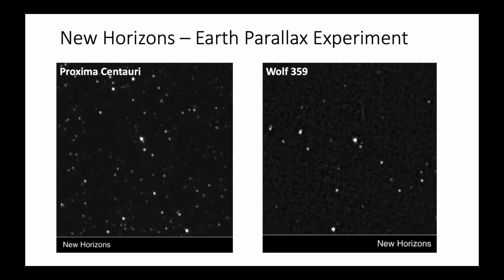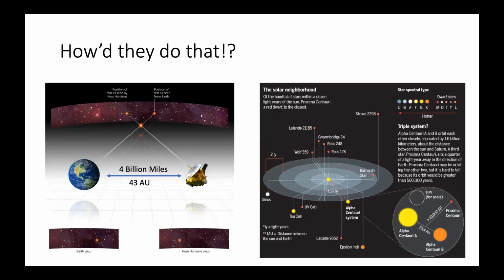So just as a reminder to some people as to what parallax is all about, I found this really nice picture here that shows the Earth and the New Horizons probe, which are about 4 billion miles apart, or 43 AU. And if you look at the star from this position, you see it at this angle. You see it appear over here. But if you look at it from here, you see it appear in the opposite direction. And in fact, using this, and knowing the distance between the two observers, you can actually measure the distance to that star. So that's what the parallax is all about.